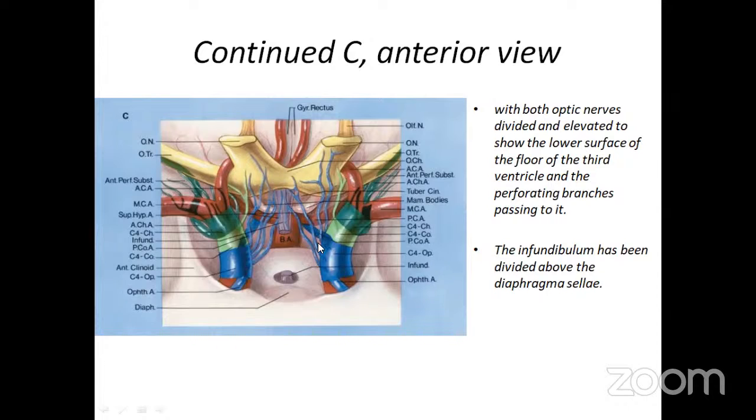The perforating branches that I was talking about before were from the ophthalmic segment. The ophthalmic segment gives these perforating branches that are also known as infundibular branches, that go to supply the infundibulum. The perforating branches of the ophthalmic segment mostly go to supply the optic nerve, optic chiasm, some part of the optic tracts, and the infundibulum.